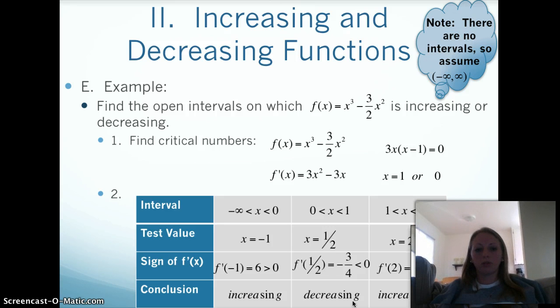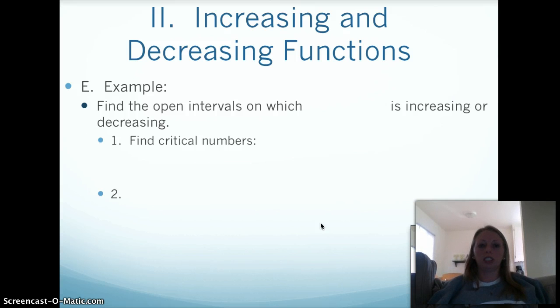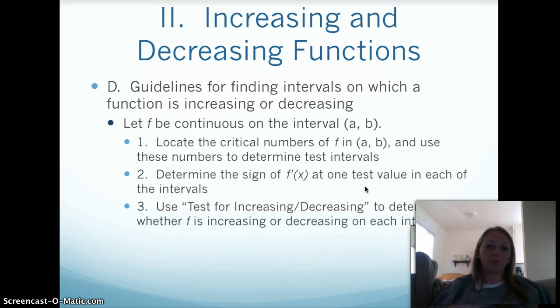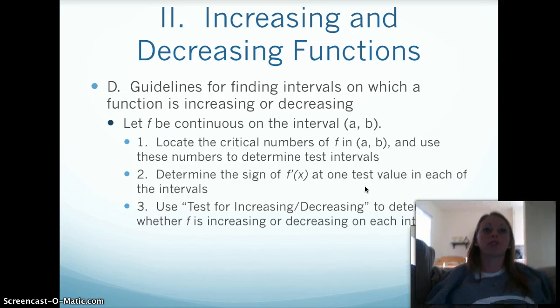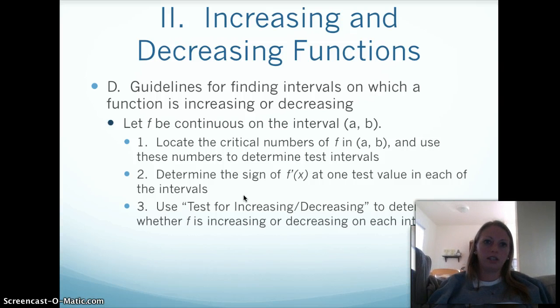So you're still just going through the steps that we have learned. If I go back real quick, we followed these guidelines. We found the critical numbers. We determined the sign of the derivative of f at one test value in each interval: negative infinity to 0, 0 to 1, and 1 to infinity. You could have chosen anything. You could have chosen negative 5,000, and you would still have gotten a derivative bigger than 0, meaning it's increasing.